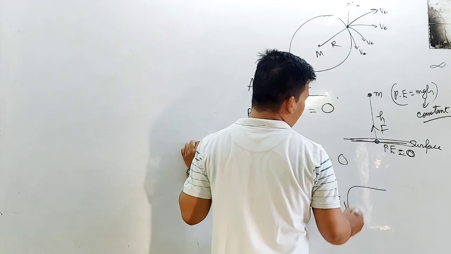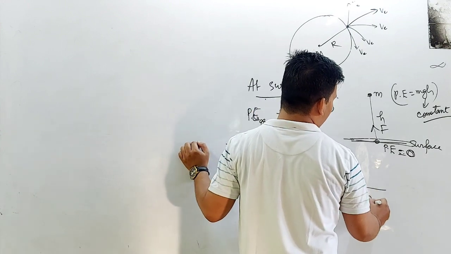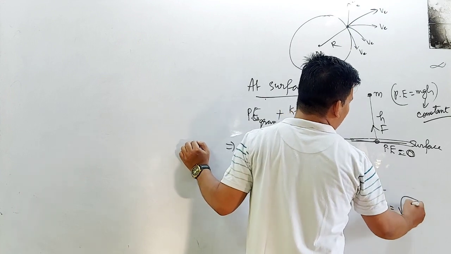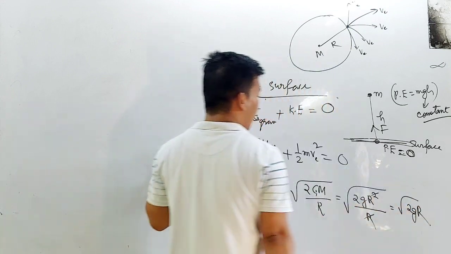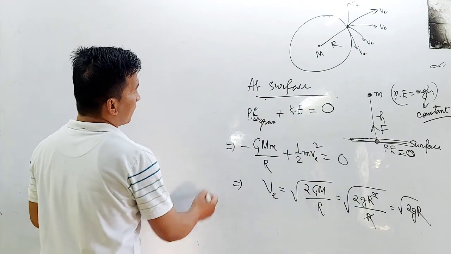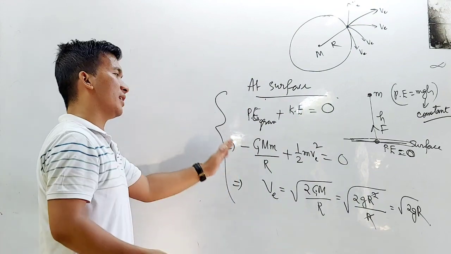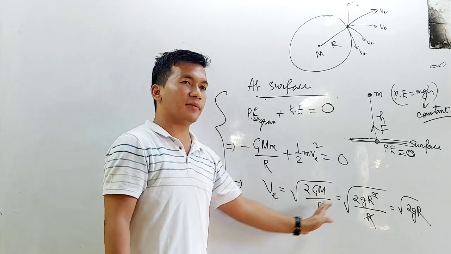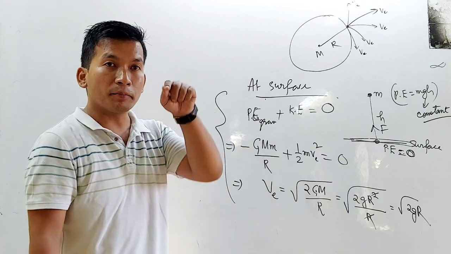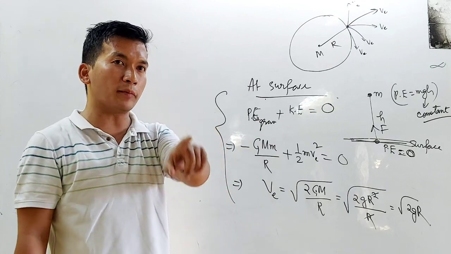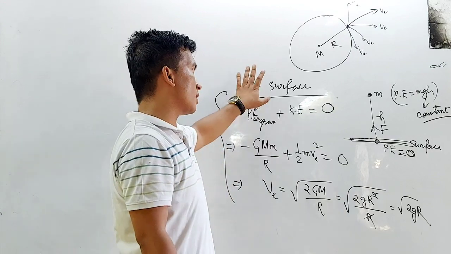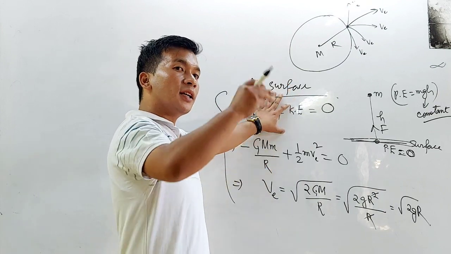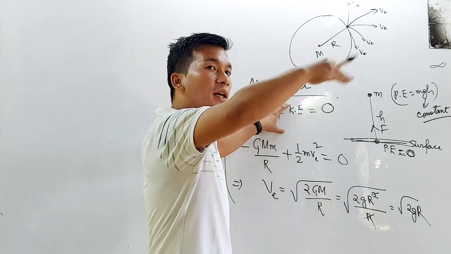This can also be converted as 2g R square divided by R. So escape velocity will be root over 2gR. I can just summarize like this. Escape velocity will have this expression, but in calculation problems we are going to use this concept: total energy on the surface of the earth is equivalent to the energy at infinity.